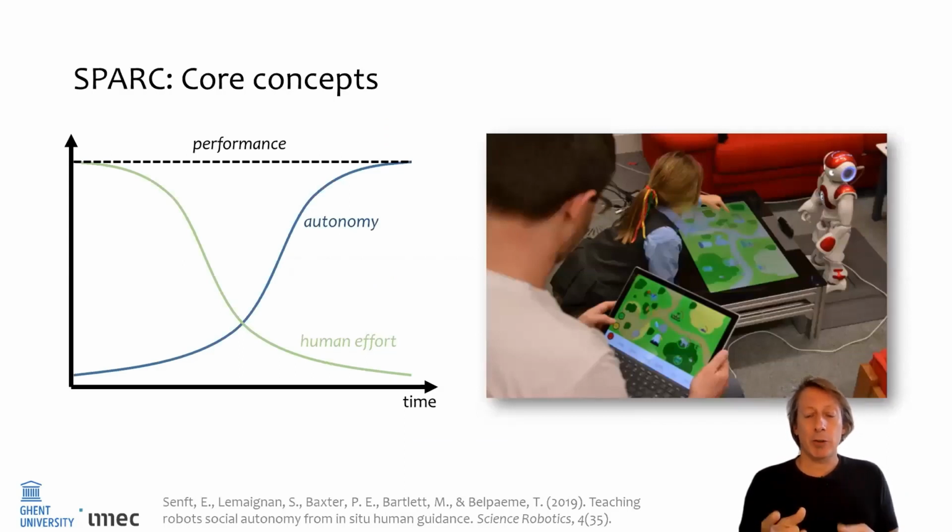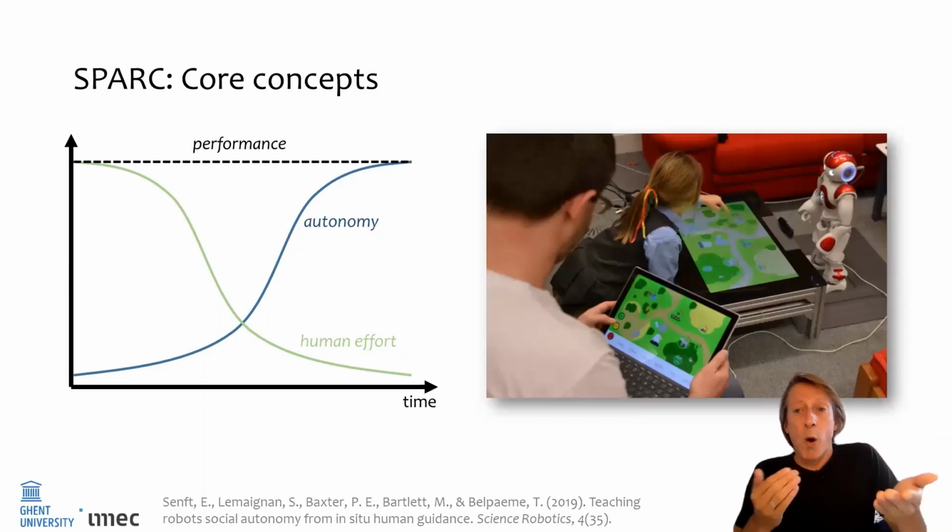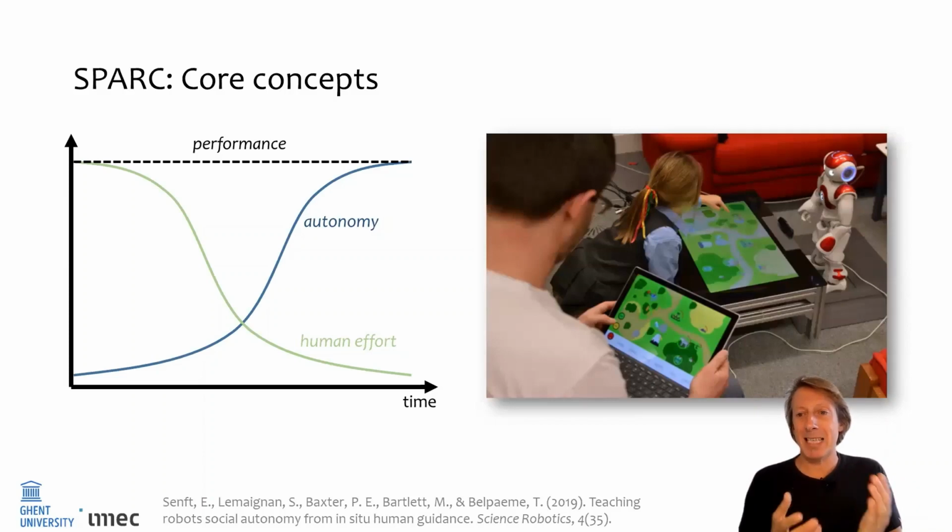So there's an expert controlling the robot using a tablet interface, and the robot is interacting with a user, a child here in this case. At the start, the effort that the expert needs to put in is quite high, but gradually the robot takes over and increases in autonomy while the effort is minimized. And we hope that at all times the performance of the robot stays high.